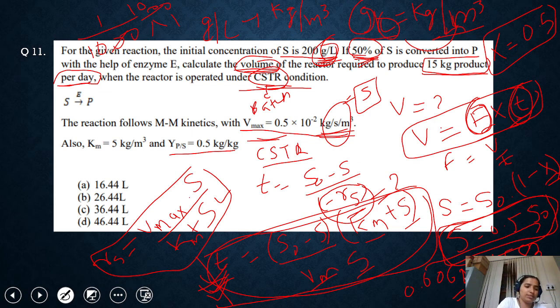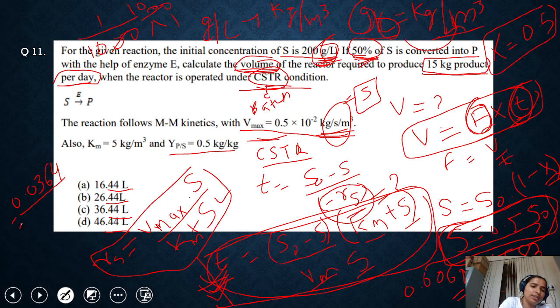Okay, I'll solve this for you. Yeah, someone write it. 0.0364. Correct. But there is no option like this. So what to do? You have to take care of the unit here.